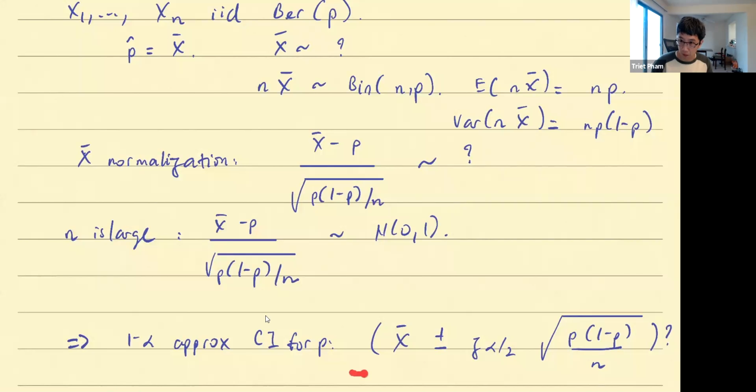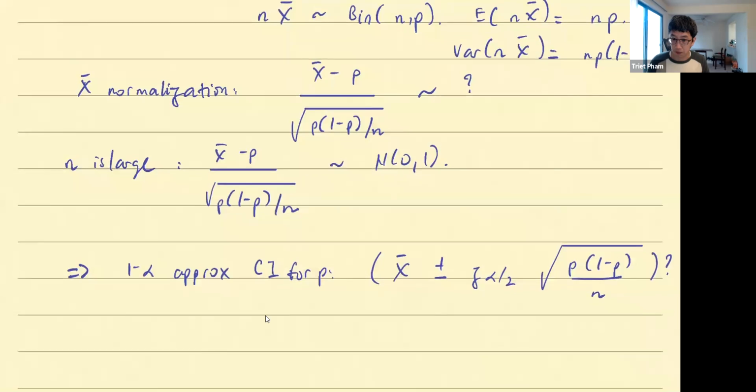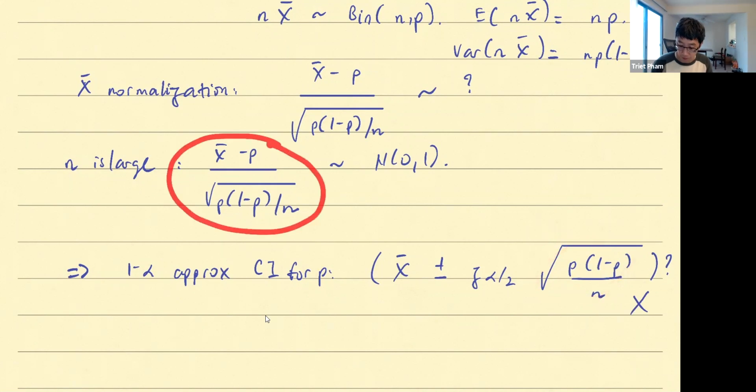Is there any problem with this confidence interval? Right. There's a huge problem, because we make this a confidence interval for P, but here P is used. That's just nonsense, right? This is not acceptable. But you see, where does this come from? Well, this comes from here.